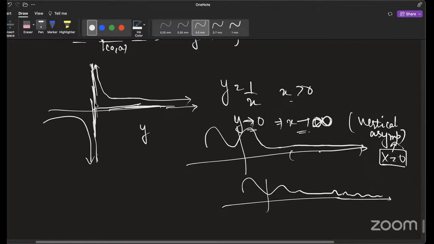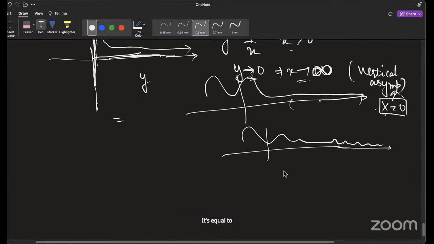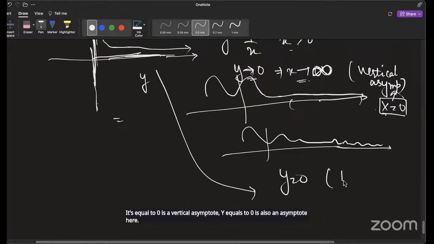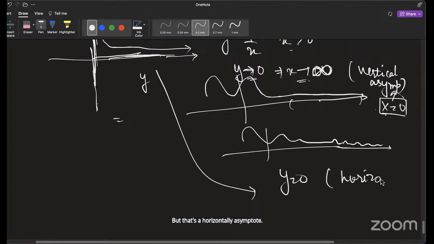Let's not get into the limits part. Take this graph. Let's consider this one for simplicity. x equals to 0 is an asymptote, and it is a vertical asymptote. y equals to 0 is also an asymptote here, but that's a horizontal asymptote.